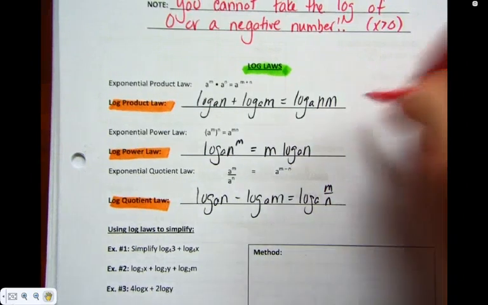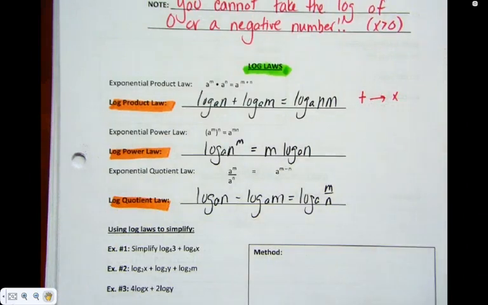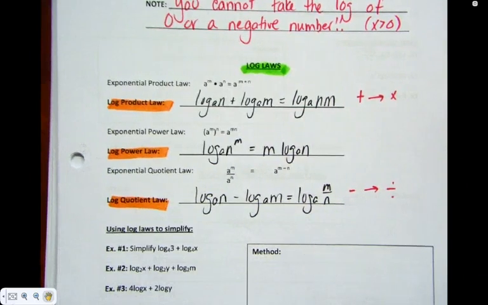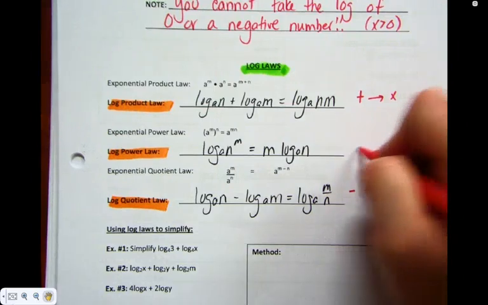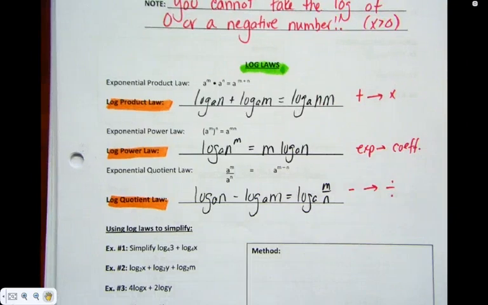For left brains, here's how I remember the rules. If you're adding logs, it becomes multiplying. If you're subtracting logs, it becomes division. And any exponents become coefficients. Adding becomes multiplying. Exponents become coefficients. Subtraction becomes division. Take out your formula sheet that we haven't used now in 3 units, 4 units.